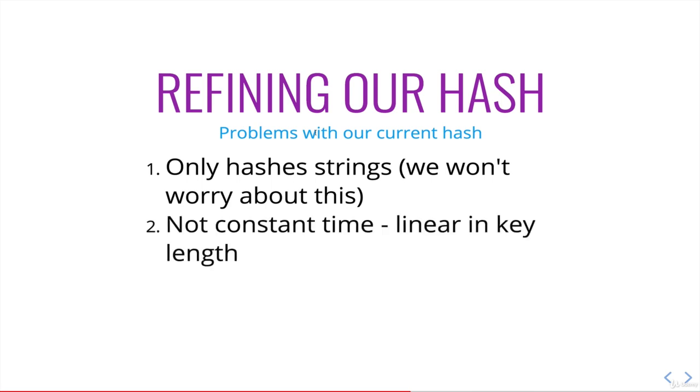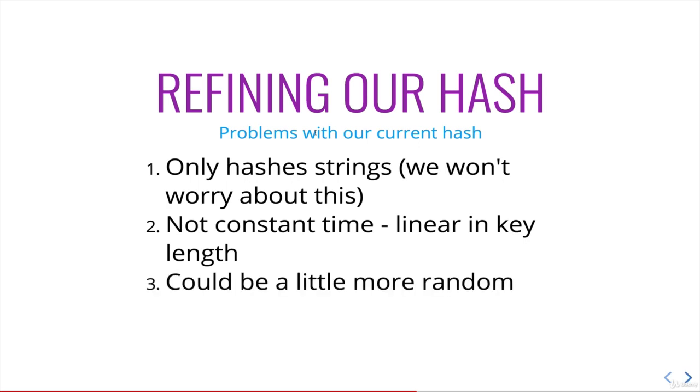But a bigger problem is that it's not constant time. The time that it takes, the number of operations that we do, depends on the length of the string or the size of the data. So if we pass in a larger string, it takes longer to hash it. It scales along with the size of the input. So that's not good. We want to fix that. And also, this one's important. It's not very random. Our data can be clustered relatively easily. And so we're going to talk about in the next video ways of improving number 2 and 3 here.